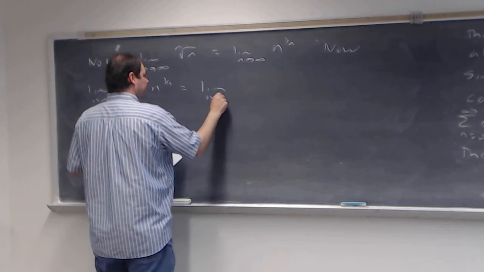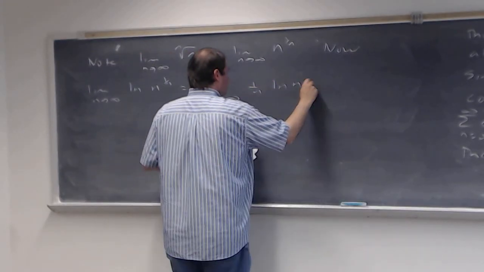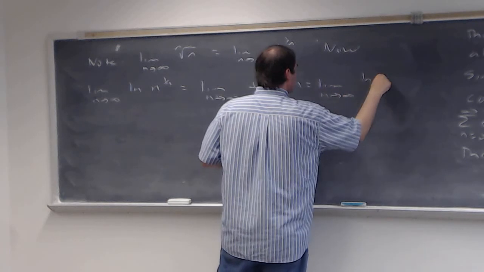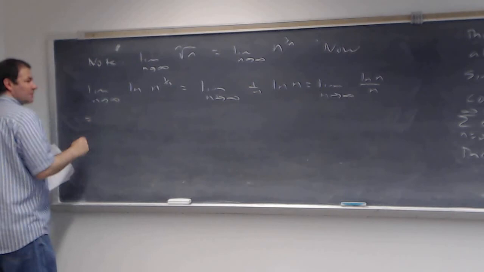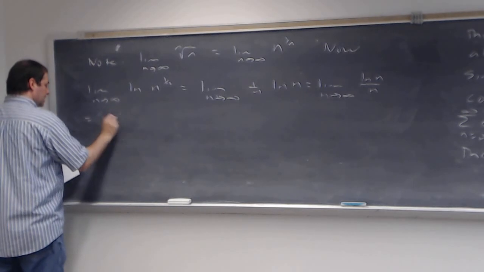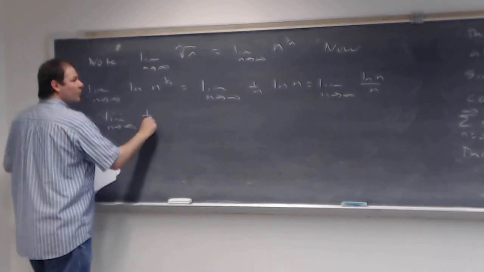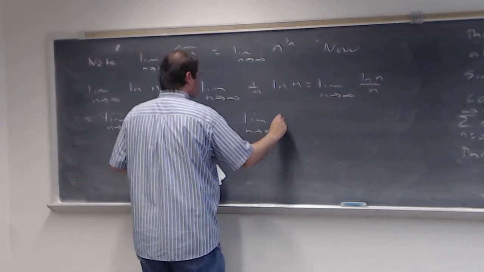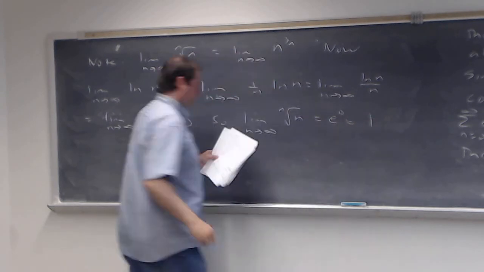which equals the limit as n goes to infinity of 1 over n times ln of n, which we can look at as the limit as n goes to infinity of ln of n over n, where the bottom is infinity. So we'll use L'Hopital's rule, taking the derivative of the top and the bottom: the limit as n goes to infinity of 1 over n over 1, which equals 0. So this says that the limit as n goes to infinity of the nth root of n is equal to e to the 0, which is 1.